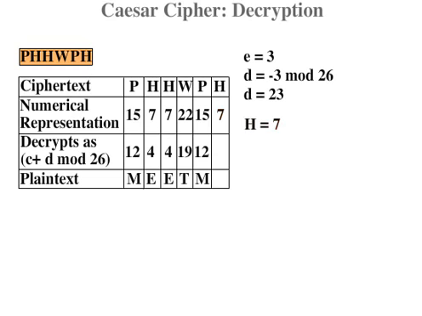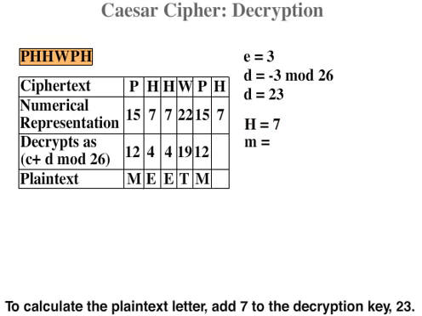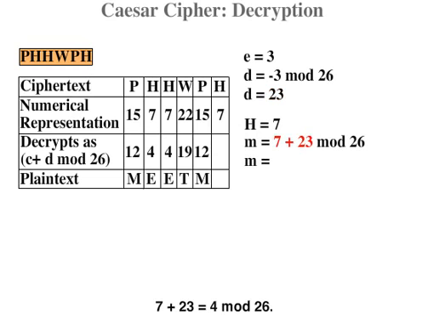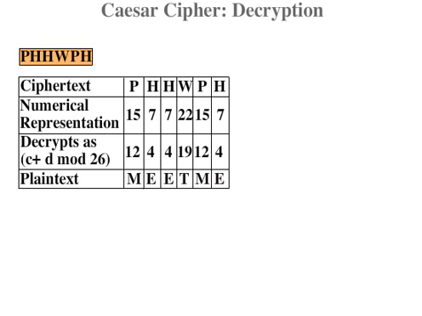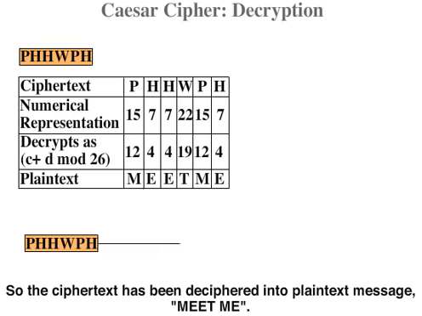H equals 7. To calculate the plaintext letter, add 7 to the decryption key 23. 7 plus 23 is 4 modulo 26. 4 is the numerical representation for E. So the ciphertext has been deciphered into the plaintext message, meet me.